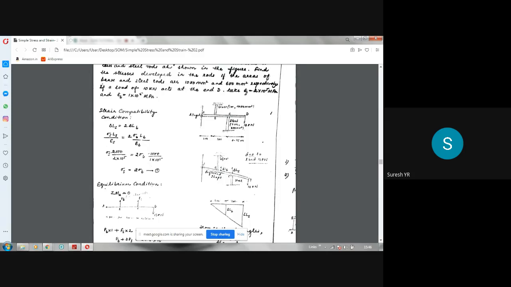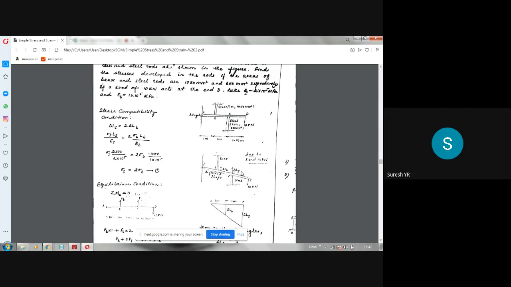Suppose both the bars are on the upper side of this bar, then both will elongate. If both the bars are on the downside of this straight bar, then both will contract. But here, the brass bar is elongated, the steel bar is contracted. Now let me take the elongation as delta LB for the brass, that is tension. Delta LS I will take as the contraction in the steel bar, that is compression.